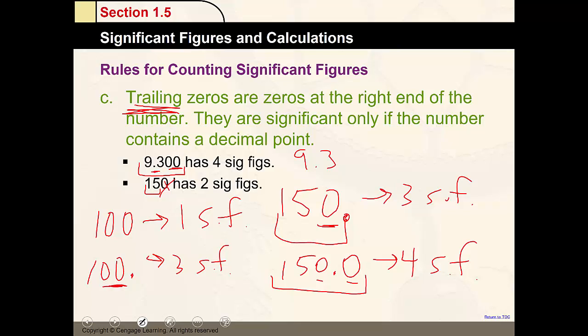So, with zeros, there's 3 different types of zeros. Leading zeros at the front of the number, those are not significant. Captive zeros in the middle of 2 non-zero numbers are always significant, and then trailing zeros are significant if there is a decimal point after that number.